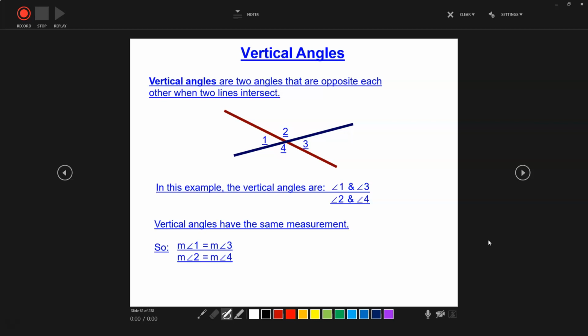We have an intersection here, and with that intersection, it created four angles: angle 1, angle 2, angle 3, and angle 4. Vertical angles are the opposites. So angles 1 and 3 are opposite. Those are vertical. Angles 2 and 4 are opposite. Those are vertical. The other characteristic about vertical angles is that, number one, they're opposite, but they are also equal. So angles 1 and 3 are equal, and angles 2 and 4 are equal.